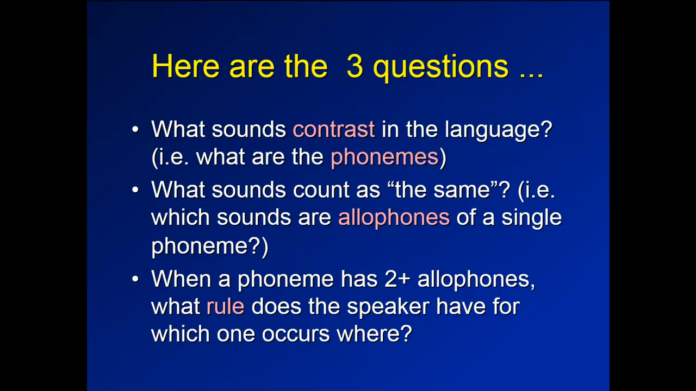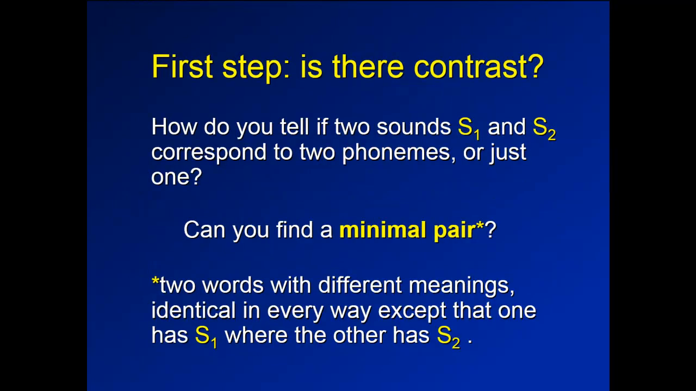Of course, here we have got to answer 3 more questions. What sounds contrast in the language? That is to say, what are the phonemes? And what sounds count as the same? That is to say, which sounds are allophones of a single phoneme? By allophones, we mean realizations or pronunciations of the phoneme. When a phoneme has 2 or more allophones, what rule does the speaker have for which one occurs where?